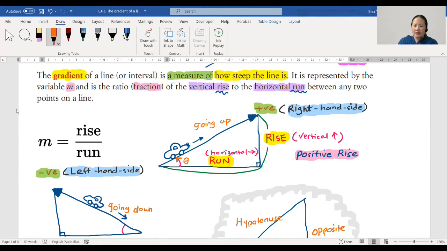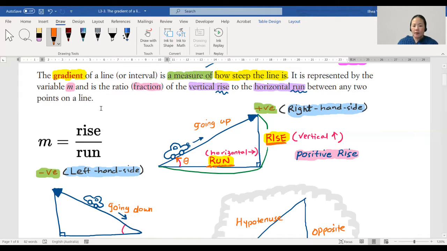My rise is going up, which is the y-axis. It's vertical. If you think about the number plane, the going up part is the y-axis, the vertical line. And the run is the horizontal line, which is your x-axis. So all you need to do is count the spaces going up and then going to the right. So you do need to form a right angle triangle to find gradient.